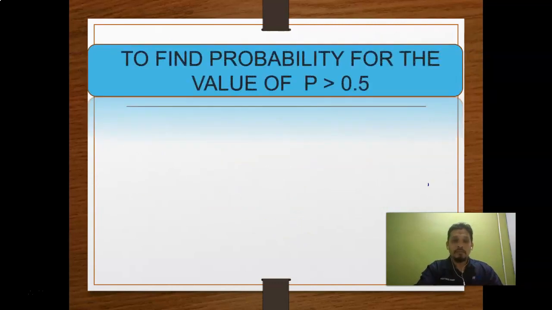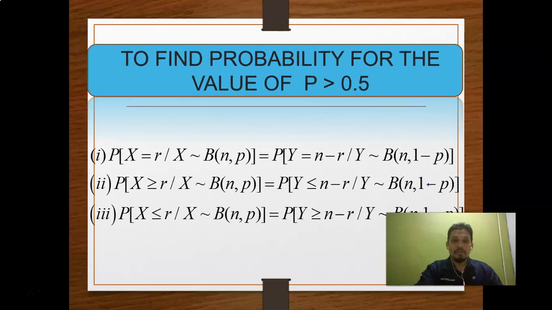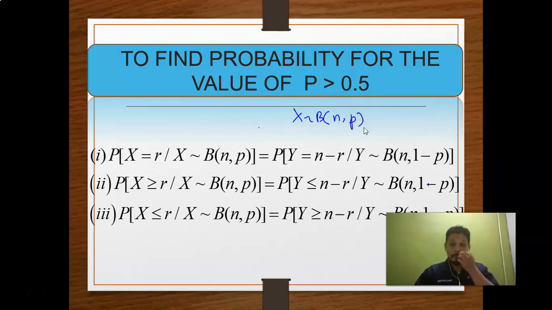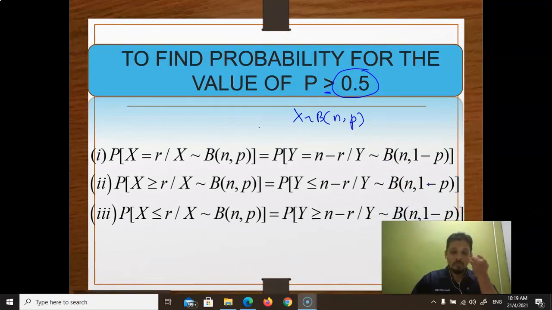To find probability for value of p greater than 0.5. Okay, for this case, where x is binomially distributed with n and p. Now, when the value of p itself is greater than 0.5, there will be some changes here. We need to make some adjustment. Okay, with all the notes you can see here now, let's see how we're going to use that.